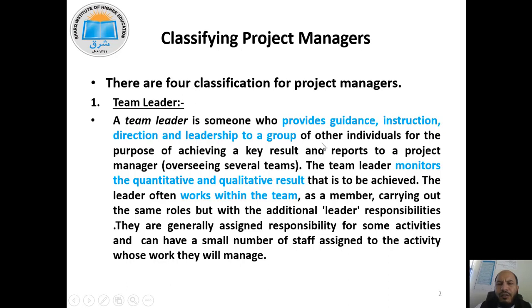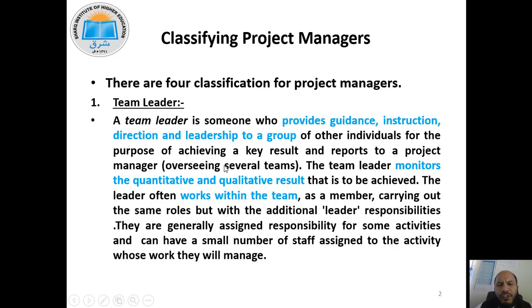They will lead a group of individuals, they will instruct a group of individuals, and they will guide a group of individuals. What for will they lead? The purpose of it is to achieve a key result. So this leadership, these instructions, this direction is for the purpose of achieving the key results, and they will report these results to the project manager.